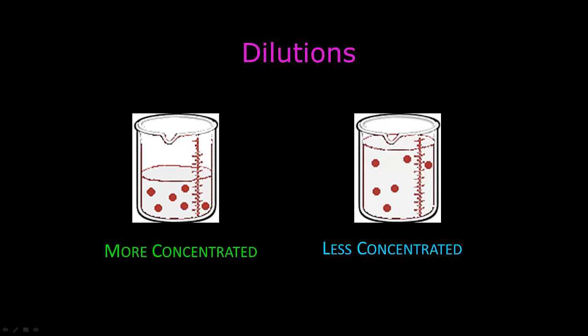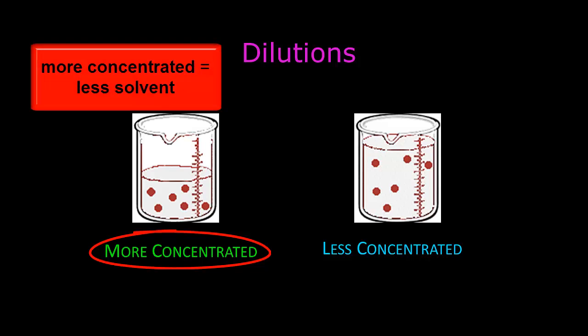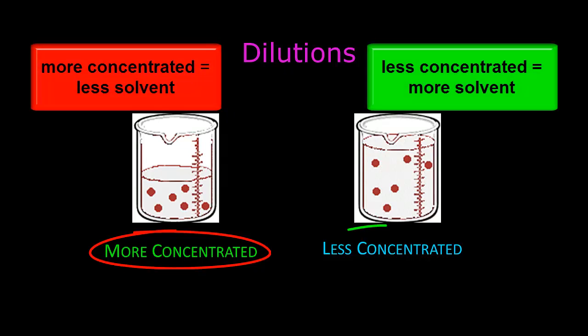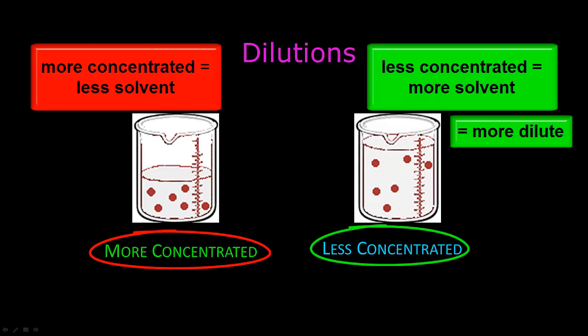So let's look at these two pictures. The picture here on the left is more concentrated. It has the same number of molecules of a solute. If you notice, we have 6 here on this side and we have 6 here over on this other side. So they have the same number of moles. But the one on the left is more concentrated because it has less solvent than the one on the right. The one on the right has more solvent, so it is less concentrated. The one on the right is more dilute.